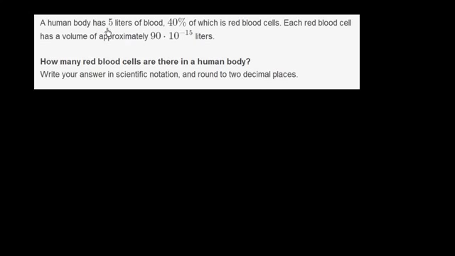So they tell us the total volume of blood in the human body. We have 5 liters. And then they tell us that 40% of that is red blood cells. So if we take the 5 liters and multiply by 40%, this expression gives us the total volume of the red blood cells, 40% of our total volume of blood. Now, this is the total volume of red blood cells, and if we divide by the volume of each red blood cell, then we're going to get the number of red blood cells.